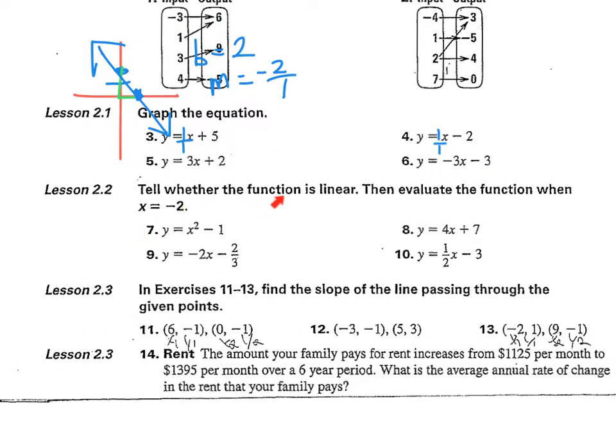For 7 through 10, tell whether it's a linear function. In order for something to be a linear function, it needs to be written like a line, which is in y equals mx plus b format. If it's not in this format, if it's something different, then it's not a function. So look at these carefully and determine if these are in y equals mx plus b format. If they are, put yes. If they're not, put no. But then on all of these problems, you're to substitute negative 2 for the x and solve what's left of the problem. So make sure you're careful with that.